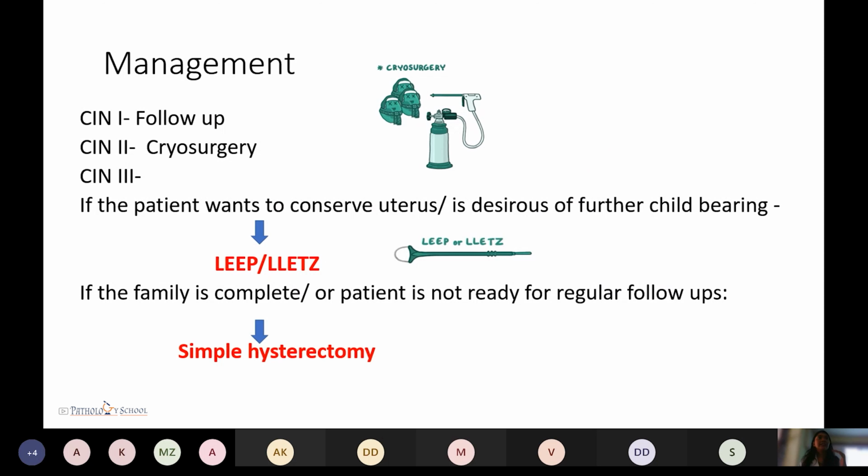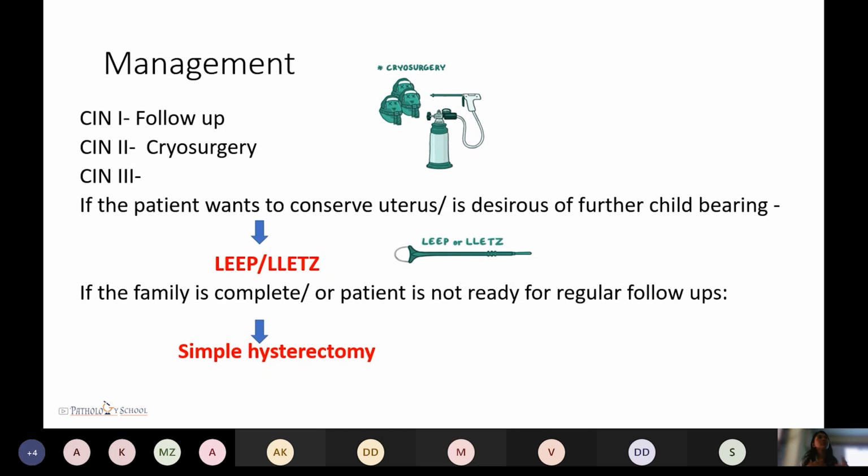So if the lesion is CIN1, that is L-cell, we just wait and watch. We ask the patient to come for regular follow-ups. In the case of CIN2, we go for cryosurgery, whereby freezing the cells, we remove the entire zone of atypical cells. In case of CIN3, now we have two options.